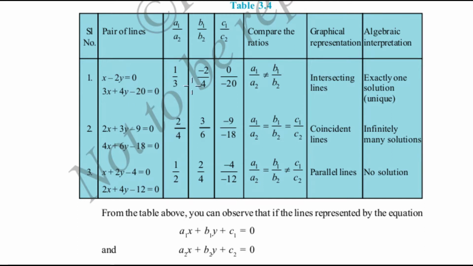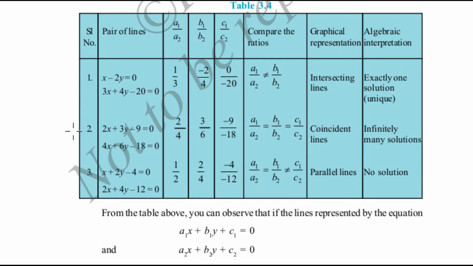So take the ratio of these constants. Here we have it. Now compare the ratios. If a1 by a2 is not equal to b1 by b2, then the lines are intersecting. Consequently, we will have one common point. That is one unique solution.